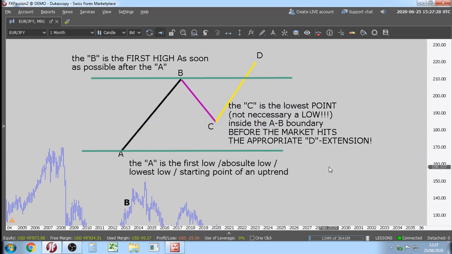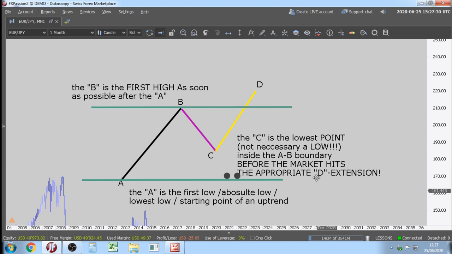Okay, sorry about that. One more time, take a screenshot or a screen print or a picture with your cell phone and print this and glue it near your computer. Still working with the strategy, great. This is the lowest point, not necessarily a low, inside the AB boundary before the market hits the appropriate D extension. We are going to talk about the D next.